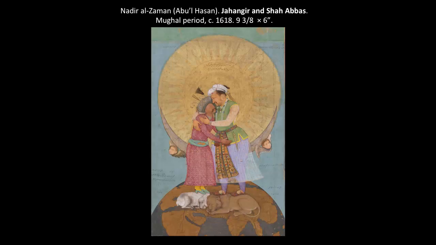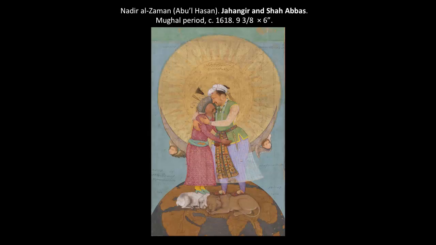So one figure we've observed stands on a lamb, and the other stands on a lion. And we might also notice that the one that's standing on the lion is standing over more territory on the globe. And we can see that Jahangir is larger than the Shah, who is positioned as though he is almost bowing. They're embracing. But the smaller figure of the Shah almost looks like he's bowing in the context of this embrace.